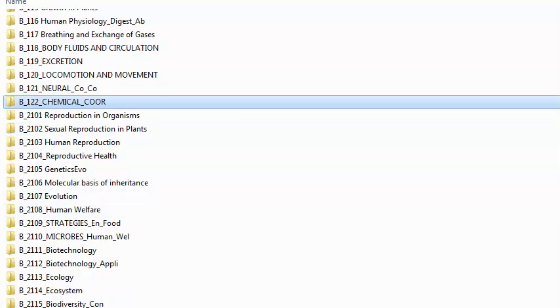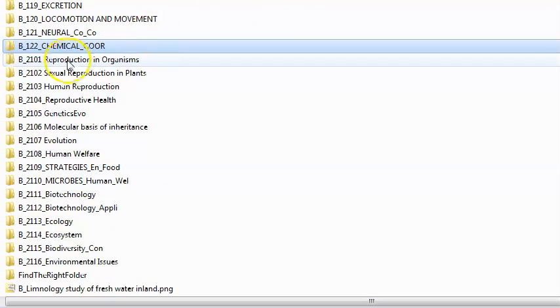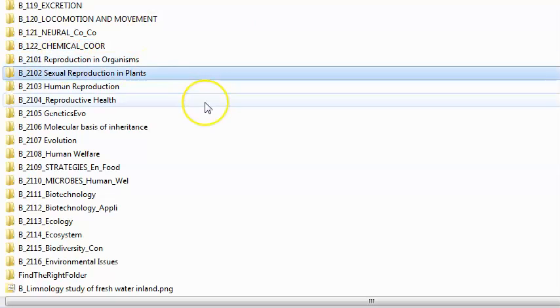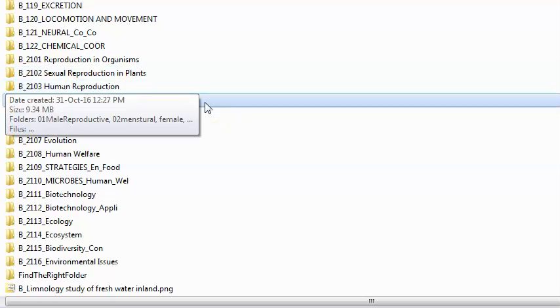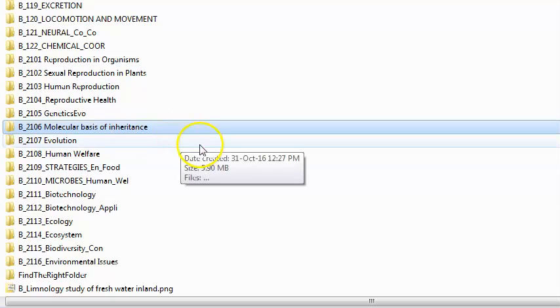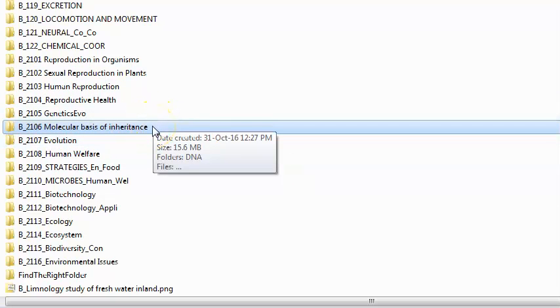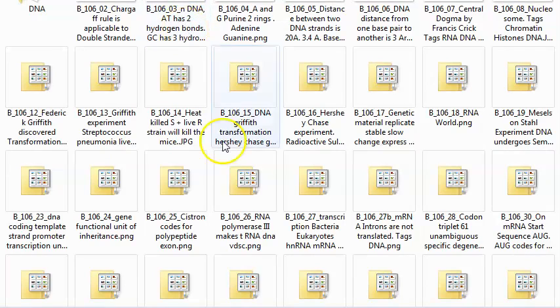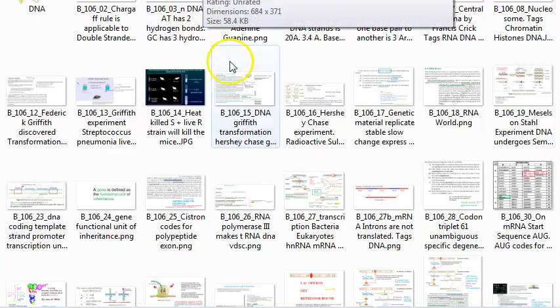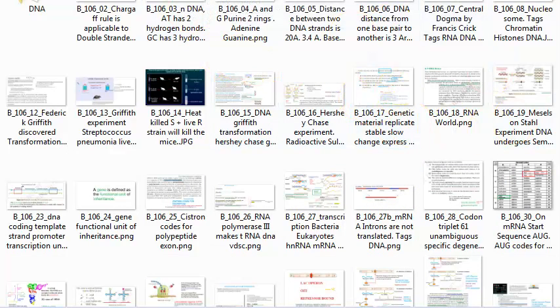Let's look at the 12th standard subjects of NEET for biology. So you have reproduction in organisms. Now we have come to sexual reproduction in plants, human reproduction, reproductive health, genetics, molecular basis of inheritance like genes, the DNA and all that, right? What is all this? DNA, transcription, cistron, all these inheritance patterns.